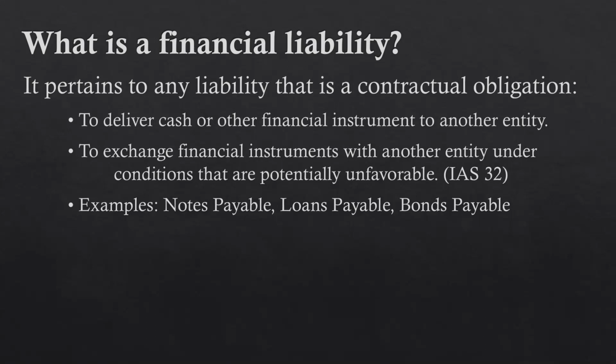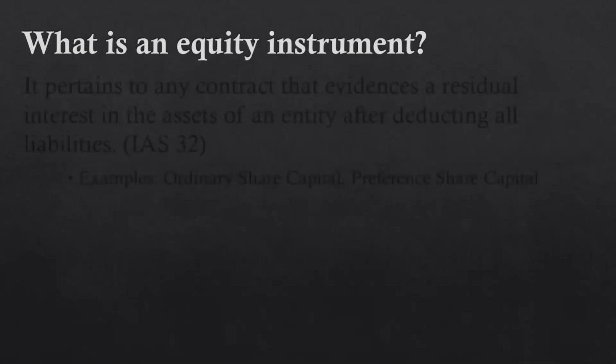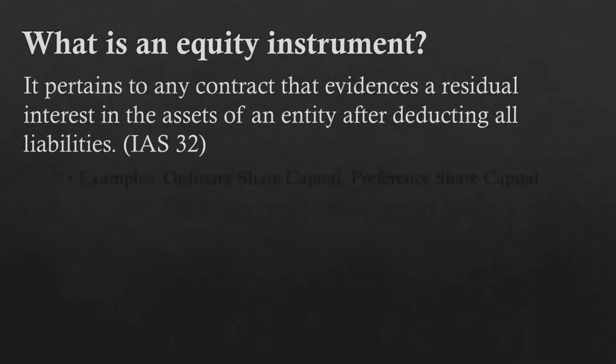If a receivable is anything that another entity owes you, what you owe to another entity is referred to as a payable. So that's the better term there. We also have another term, which is an equity instrument, which pertains to any contract that evidences a residual interest in the assets of an entity, deducting all liabilities.